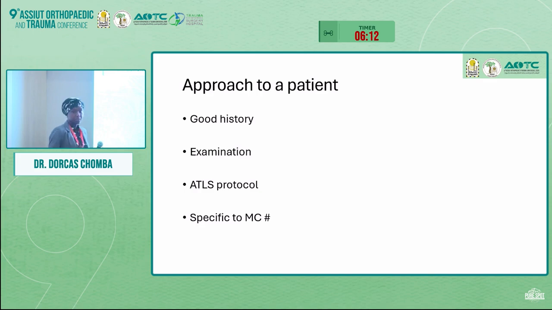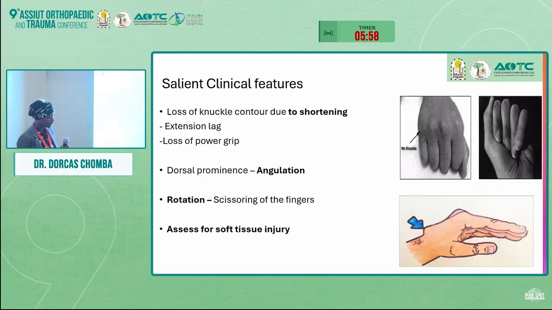When you approach the patient, the basics remain the same. Take a good history, examine the patient well. If you have a multiply injured patient, make sure you apply the ATLS protocol. But specifically for the metacarpal fractures, the first thing you may notice is loss of the knuckle, which is an indication there is shortening. And when there is shortening, you may end up with an extensor lag or loss of power grip, because when you change the length of any muscle or tendon, it's not able to generate the appropriate amount of force.